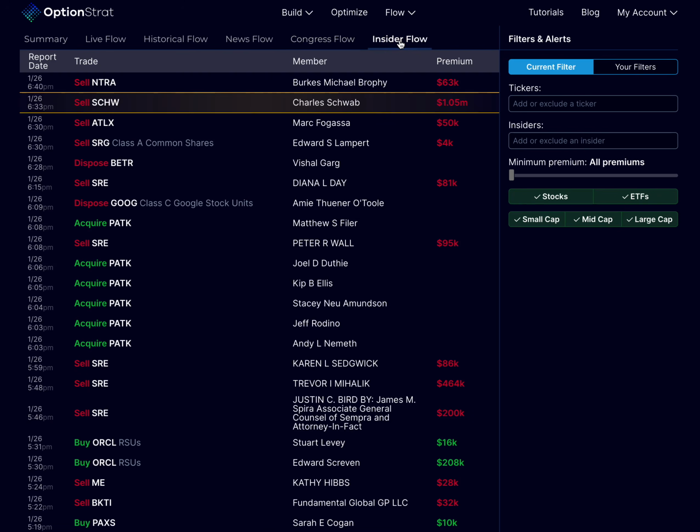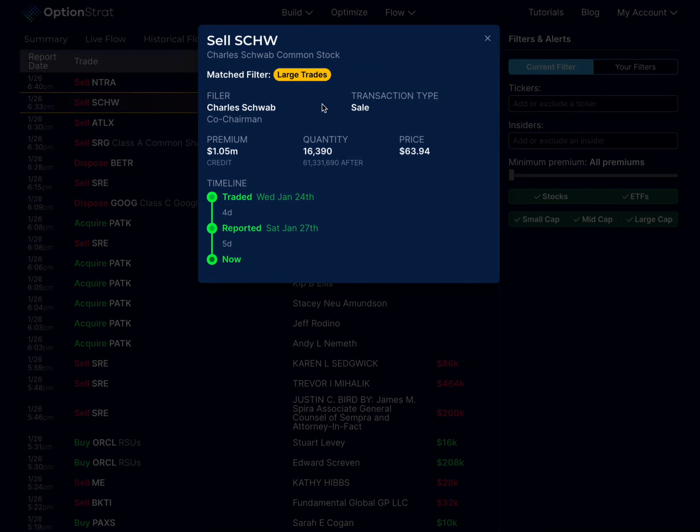Insider flow. Insider flow is when individuals inside their own company are buying and or selling shares. We can look specifically here at Schwab. So this is Charles Schwab, who sold $1 million worth of shares in Schwab. If I want to know more details on that, I can click on that. Again, I've got all of the details here. He took in $1.5 million in premium. That's the quantity that he sold, and the price. It took place on the 24th. It was reported on the 27th, and here we are today.